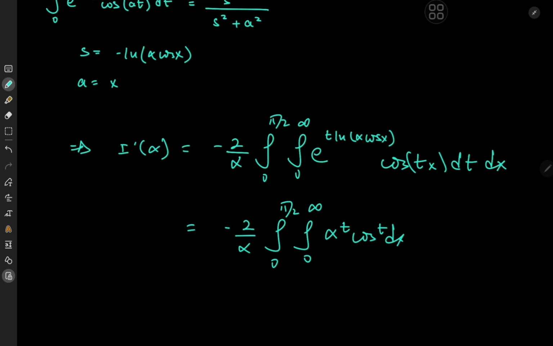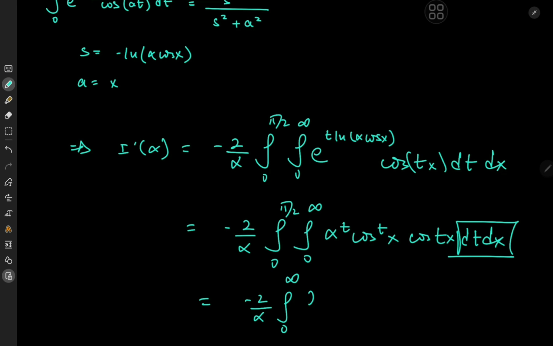So alpha to the t times cosine to the t of x times cosine tx dt dx. We now switch up the order of the integration operators, and that means we have negative 2 by alpha times the integral from 0 to infinity, integral 0 to pi by 2, alpha to the t, cosine to the t of x, times cosine tx dx dt.